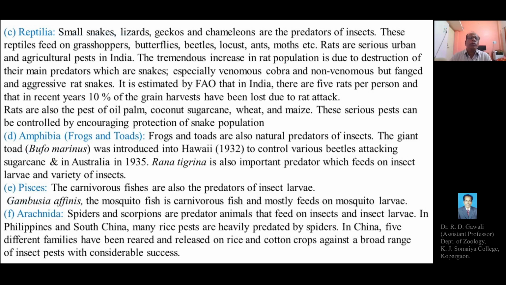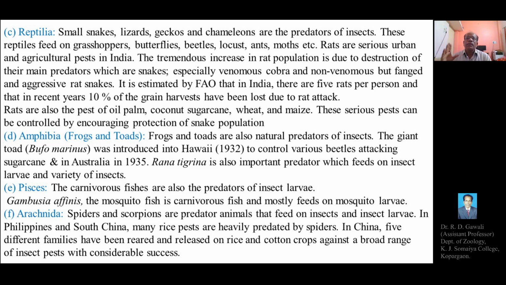Then the third category of predators, that is reptiles, or Reptilia. The small snakes, lizards, geckos and chameleons are predators of insects. These reptiles feed on grasshoppers, butterflies, beetles, locusts, ants, moths, etc.